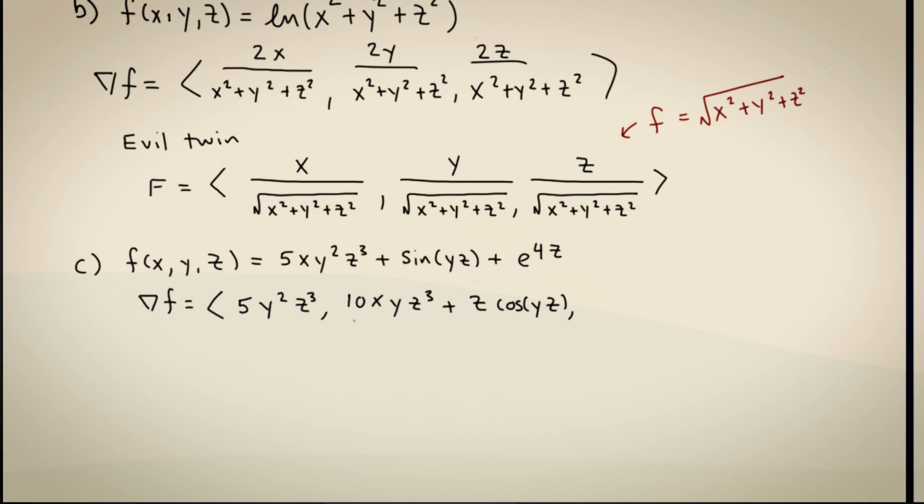I just want to be clear, in this middle term, this is the y partial derivative. So y is the variable and z is a constant. So this z is here from the chain rule.